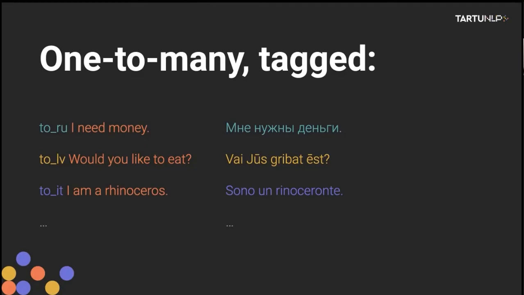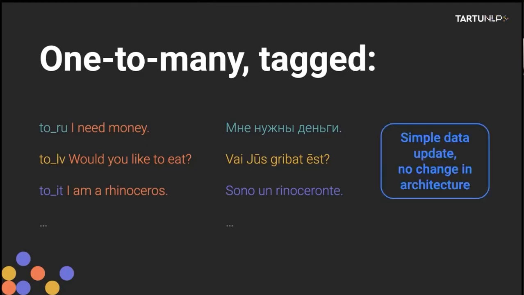So we train it. We take the same architecture, I mean, no change in the architecture, but we simply update the data a little bit. Besides concatenating all the multilingual parallel examples, we supply it with the information like "to Russian" and "I need money." Or it's given "to Latvian, would you like to eat?" And this is trained to produce "vai jūs gribat ēst." Or "to Italian, I am a rhinoceros," trained to translate into "sono un rinoceronte."